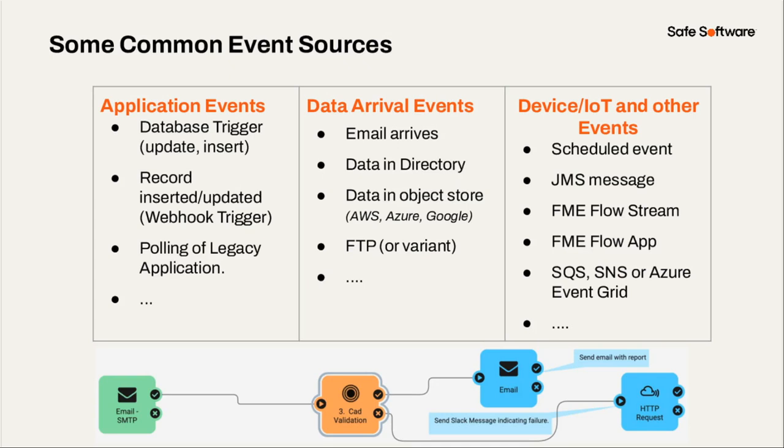Could be through an FME Flow app, for example, where a user uploads data. There are a number of ways you could do that. And of course, it could be a scheduled event, because maybe you want to do replication. You want to move data over every night, or every hour, or every 15 minutes. And then JMS, of course, and Flow streams and Flow apps and event notification services on Amazon, so SQS, SNS, and Azure Event Grid, and again, the list goes on.